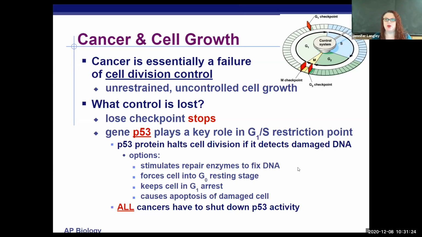So if there's a problem, we put in P53. P53 says, stop, there's a problem over here, we can't keep going, and it will cause the cell to undergo apoptosis, so it's basically going to shrivel up and die. Now, all cancers, everyone that they've found, has shut down P53 in some way.